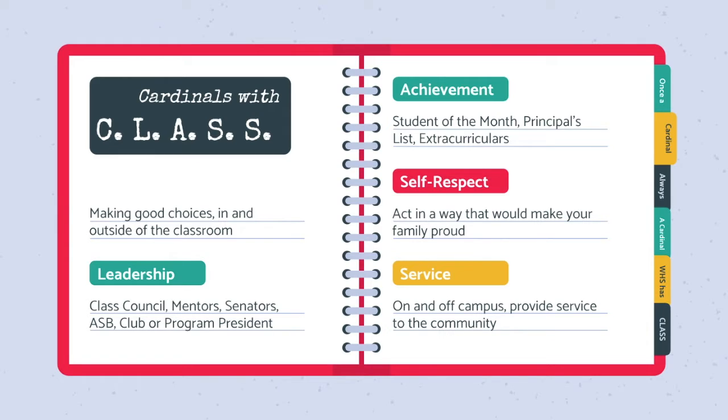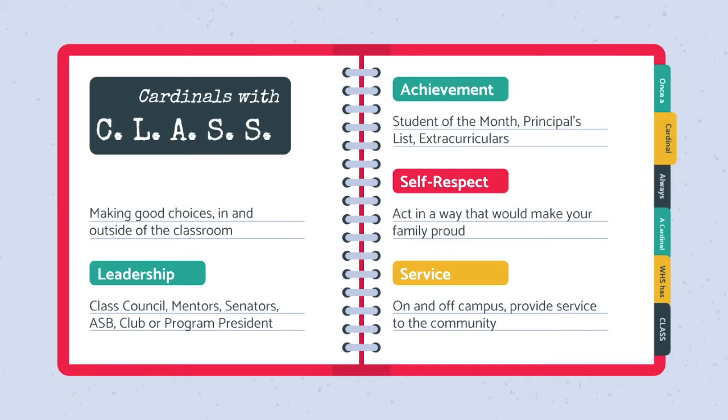We encourage leadership. We encourage our students to participate in things like class council, being a mentor that's helping younger students in some of their classes, or a senator. Those 2 programs are for upper grades. ASB, joining a club, which we have a lot of clubs on campus, or even being a president of a club or a program.